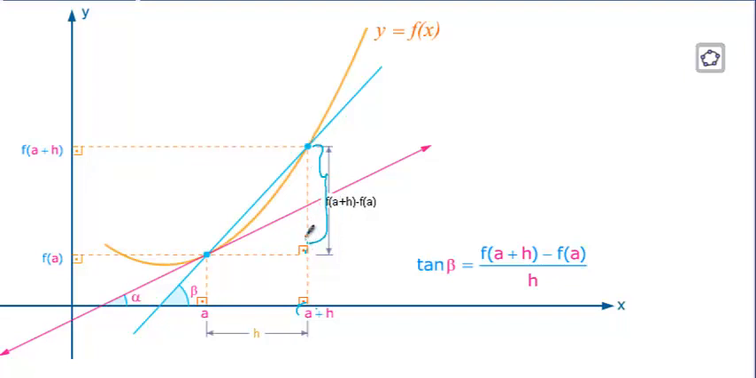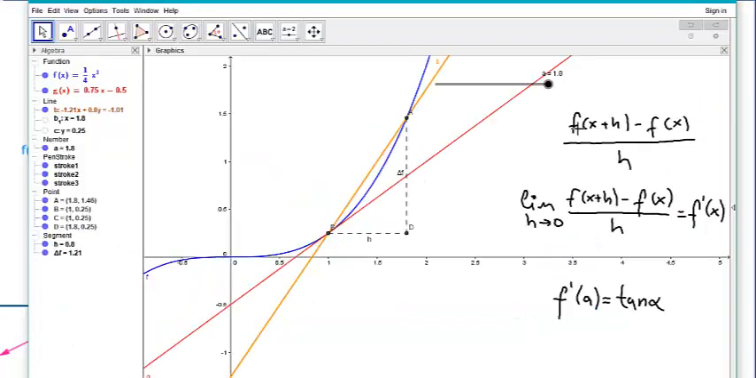points, the opposite sides I'm talking about, f(a+h) minus f(a), and the distance between these 2 points, if this is a plus h, is going to be equal to h. So the tangent of the angle is going to be f(a+h) minus f(a) over h. Here also we have h, x plus h from the previous formula, f(x+h) minus f(x). This is delta f, f(x+h) minus f(x), delta f over h distance.